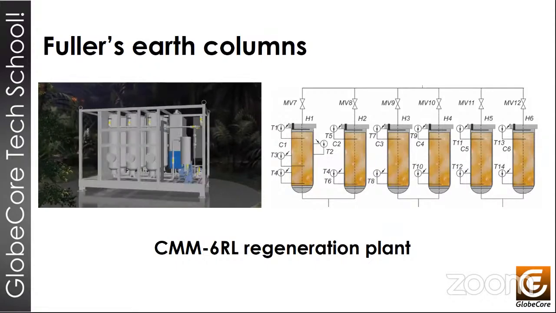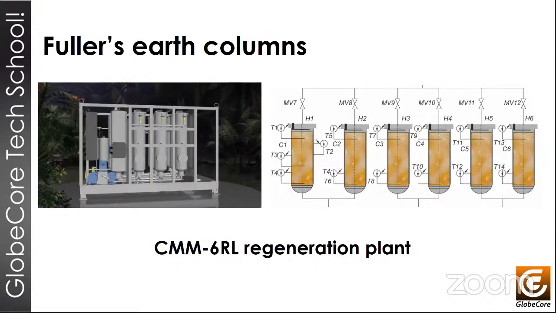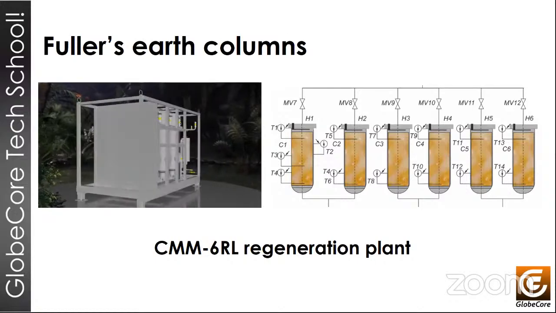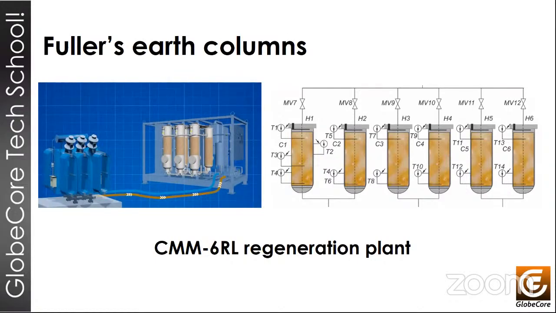So let's talk about the regen plants, and we'll use the CMM6RL regeneration unit as an example. Of course, the most important components here are the Fuller's earth columns. And what they do is they contain the absorbent material, which removes the contaminants from the dielectric oil that passes through it. These columns have heaters at the top, and these heaters are used to increase the temperature and ignite that sorbent for reactivation, because that's what the reactivation process is. It's burning.